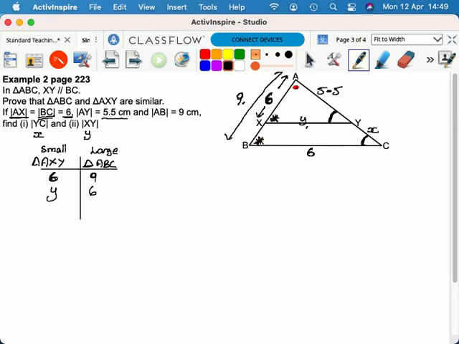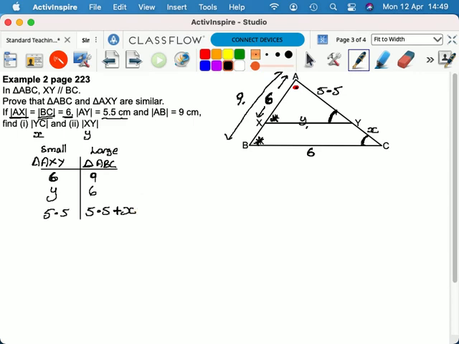Now, this is where people make mistakes. On the small triangle, between the dot and the single curve, I've got 5.5. What have I got on the large triangle? Yes, between the dot and the single curve, I've got 5.5 plus x. So I've got 5.5 plus x.